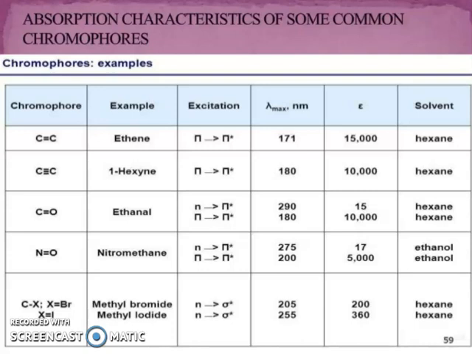And nitro group, nitromethane, n to pi star 275 and pi to pi star 200, epsilon 17 and epsilon value 5,000, ethanol solvent. And if you have C-X, X equal to Br, methyl bromide, methyl iodide, n to sigma star, 205, 255, epsilon 200 to 360, hexane.